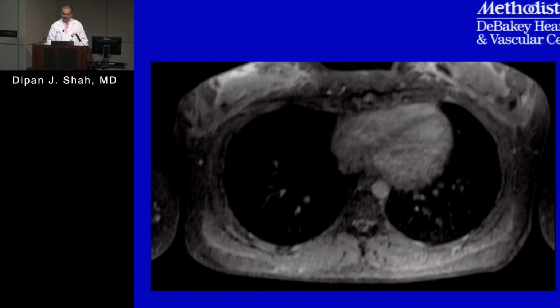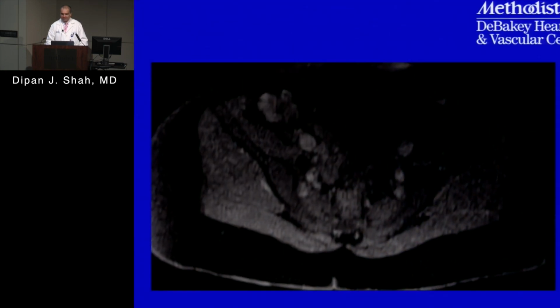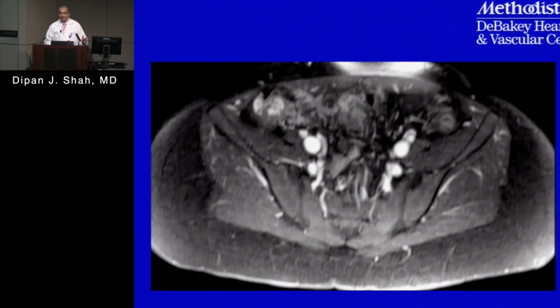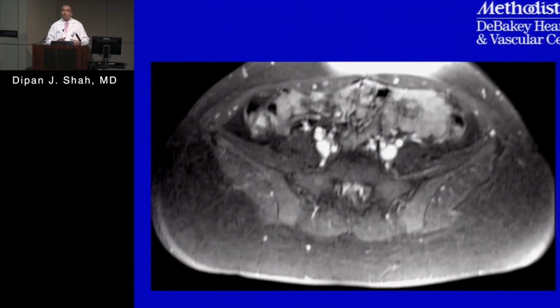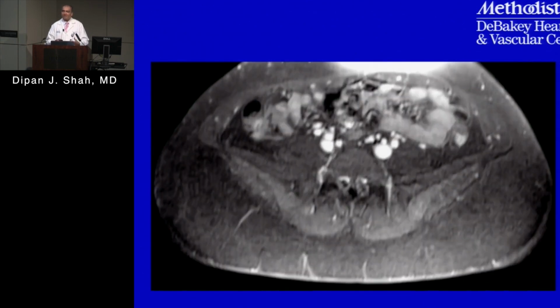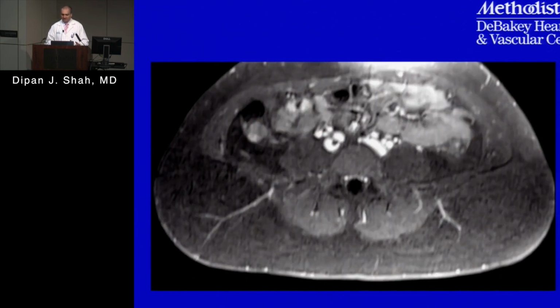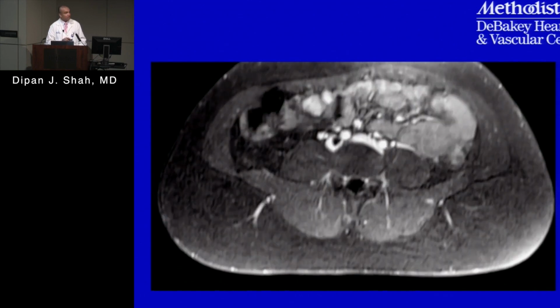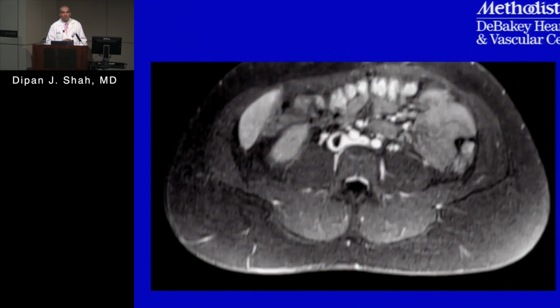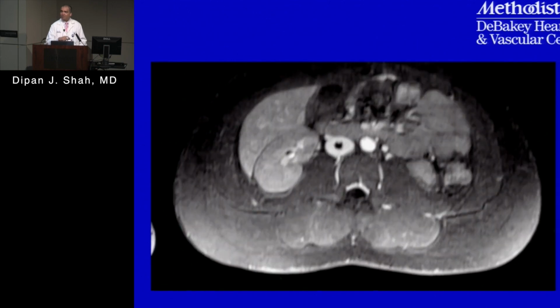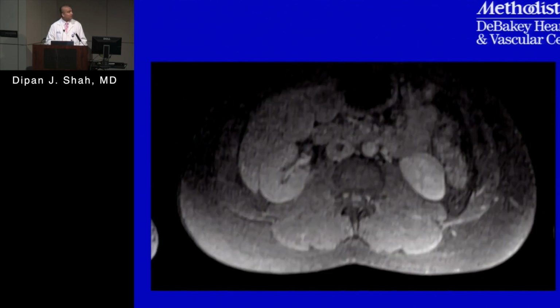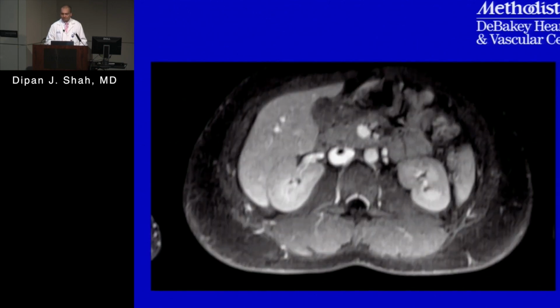On this technique, the predominant thing that's going to cause a filling defect with no contrast uptake is going to be a thrombus, right? Because this is 10 minutes after contrast, and most masses you would expect to have some contrast uptake. This is a T1 weighted acquisition, and you can see this has no contrast uptake at all. So this is consistent with a thrombus in the infrarenal IVC with extension into the right iliac vein.